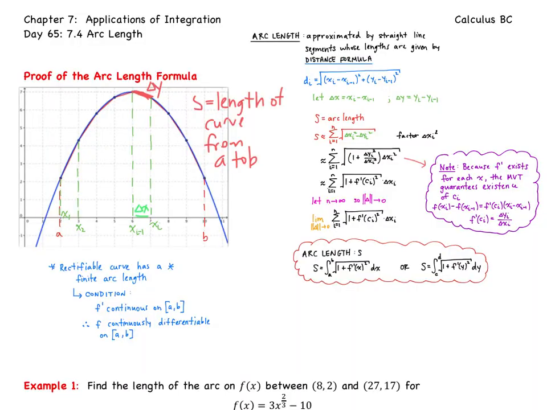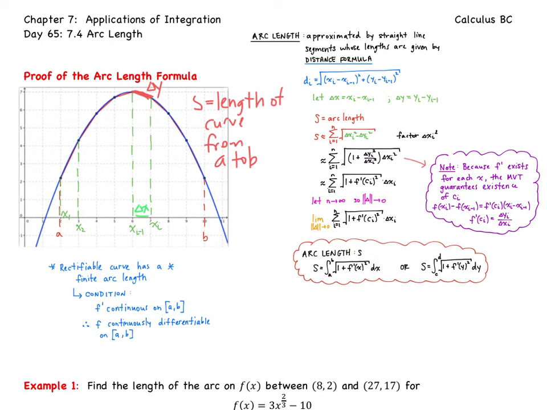So then just going back over to our diagram here, we've got this rectified curve that has a finite arc length. We're allowed to say that. We can find the arc length of this. The condition is f prime has to be continuous, and therefore, if f prime is continuous, then f is continuously differentiable on the closed interval a to b. All right, so that's going to allow us to find the arc length there.